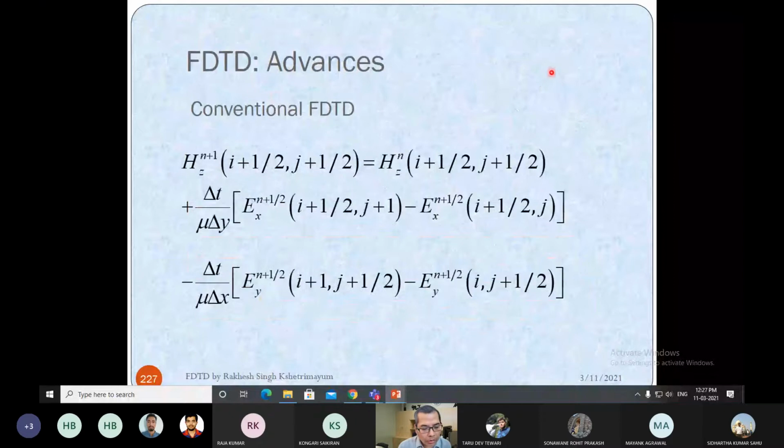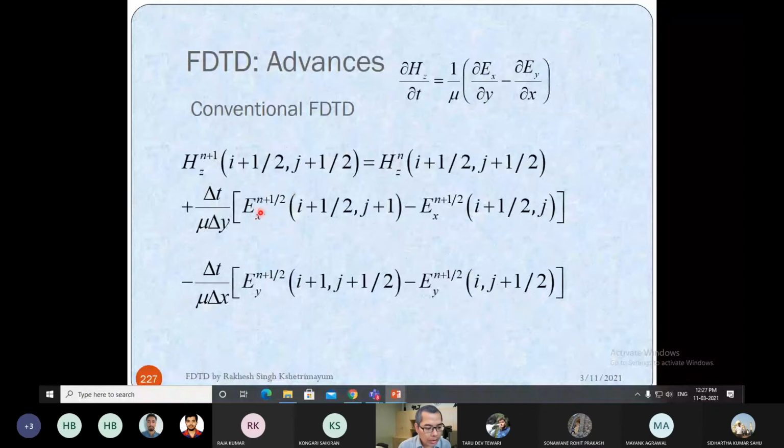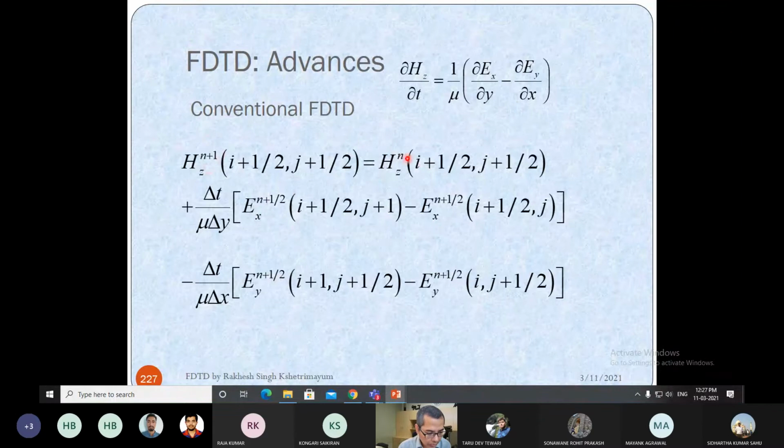Again, we have one more equation. So this is the third equation for the 2D FDTD conventional case, you know it. If I want to find Iz at n plus 1, then I use the value of Iz at n and Ex at n plus 1/2. I use the previous value of the electric field and magnetic field. If I want to find the magnetic field Iz at n plus 1, I use the previous value of Iz at n. Then I also use the value of the electric field at n plus 1/2 of the neighboring cells.